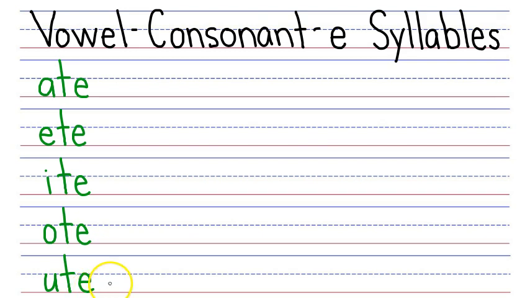Now, of course, with a vowel-consonant-E syllable, you can put one or more consonant letters before the spoken vowel sound and not change the sound of that vowel letter. For example, mate. Mate begins with an M that says M, and then has an A that makes a long A sound, a T that says T, and a silent final E that's making that A make that long sound, mate. Or meat. You can have an M that says M, the E that makes a long E sound, a T that says T, and a silent final E.